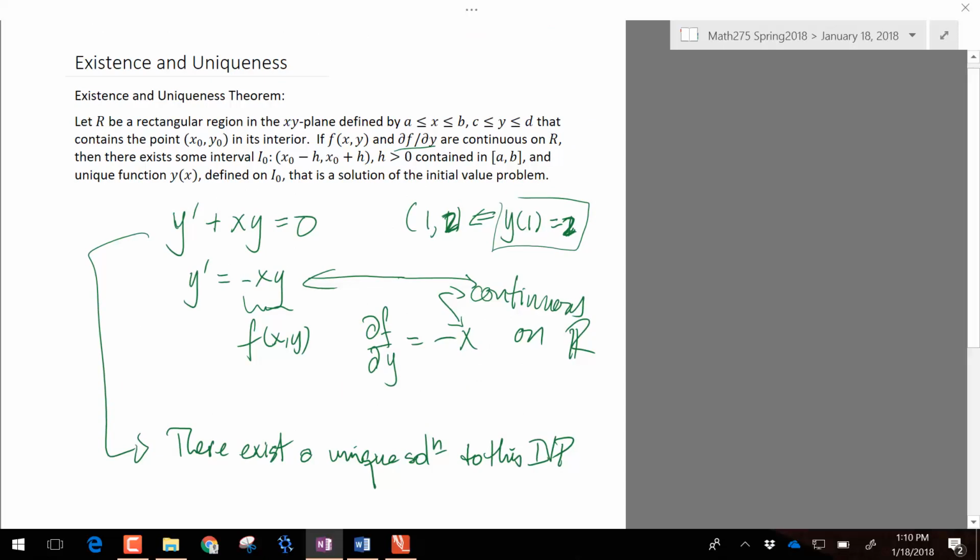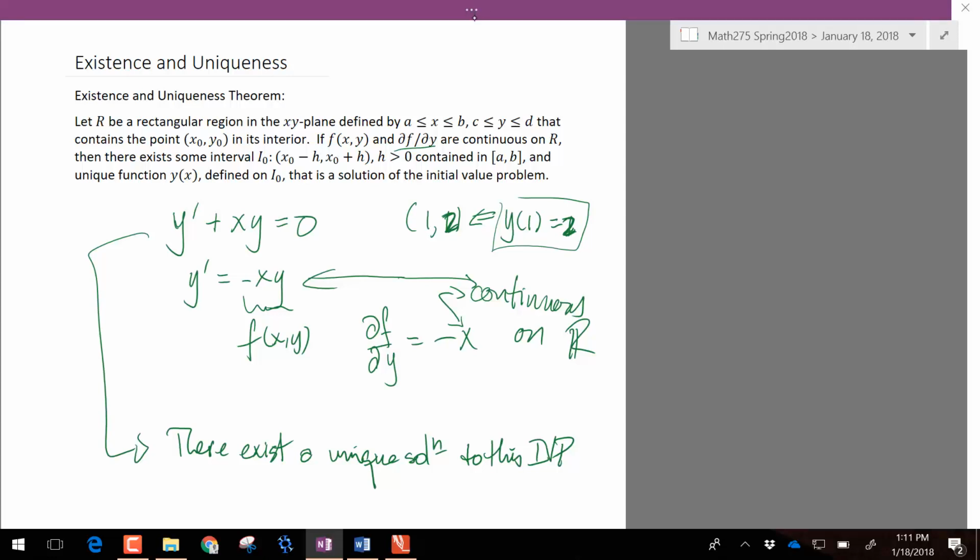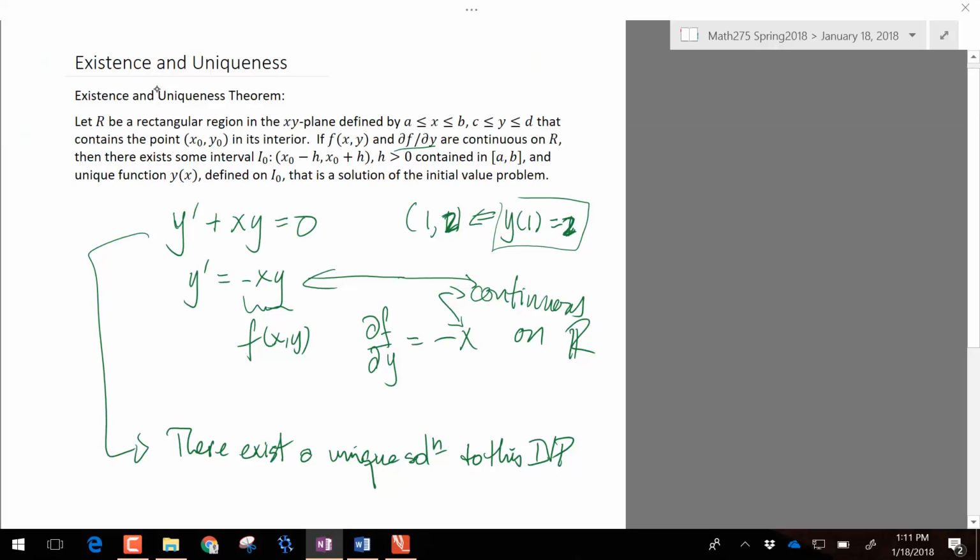Yeah, so the initial condition can be translated into a point if we're talking about a first order differential equation, yeah. Yes. Yeah, so let's break down the pieces here with respect to this term that we're looking at. So this is x0, y0. This is your f of x, y. This is your partial of f with respect to y. And they're continuous on R.